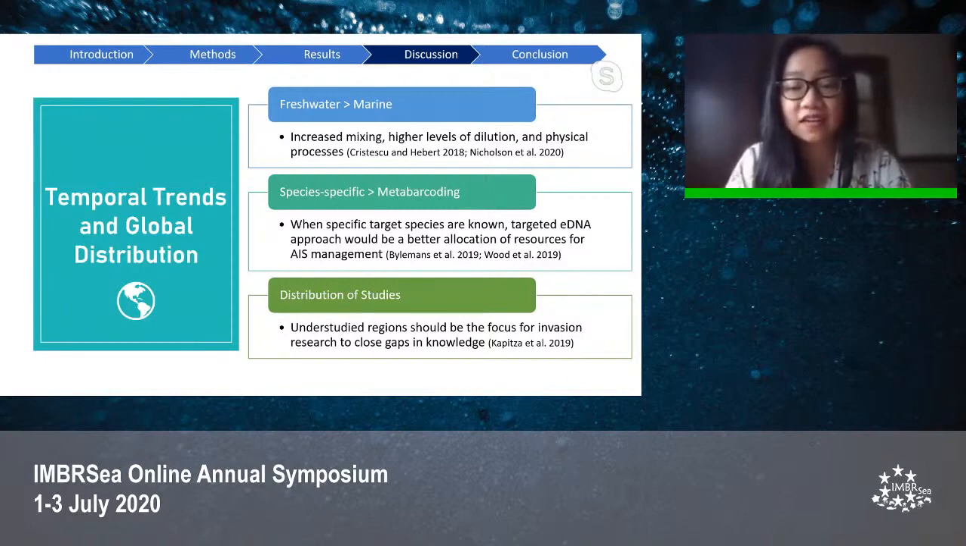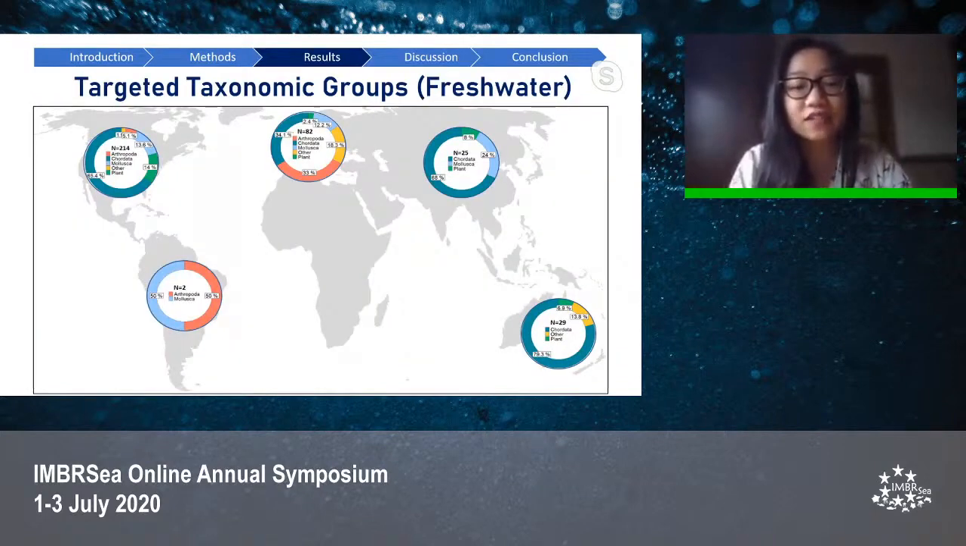And most eDNA studies targeting AIS are concentrated in Europe, North America, and Australasia, as we've seen. But because there are aquatic ecosystems that are ecologically and economically important in these understudied regions, they should be the focus for future invasion research. So to determine the pattern of taxonomic groups studied globally, the percentage of studies done per taxa for freshwater and marine environments on each continent were calculated.